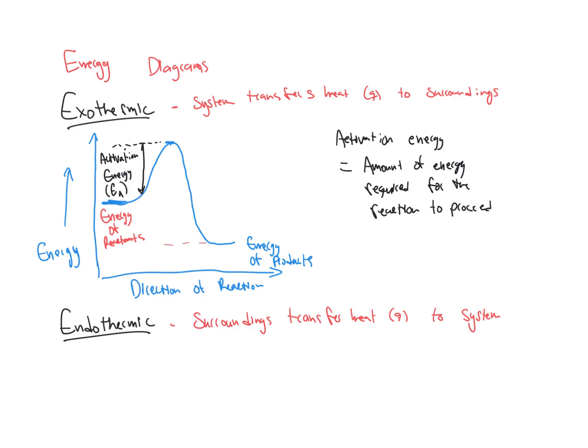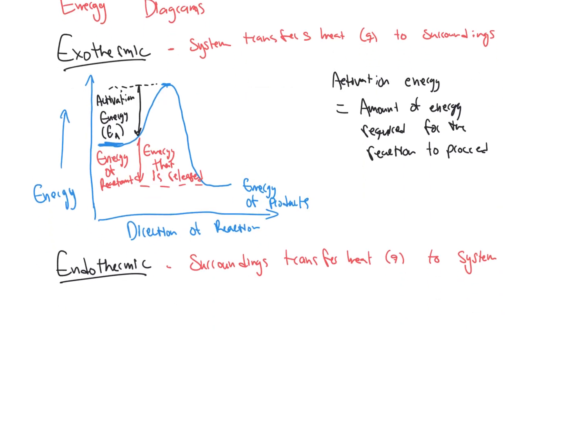Now what we can do is draw this little dotted line here, and the difference between those energies is the energy that is released. Right, and so in the case of an exothermic reaction, that difference in energy is the energy released.